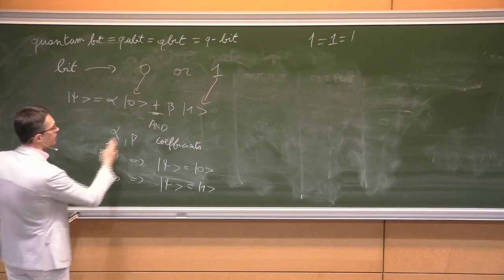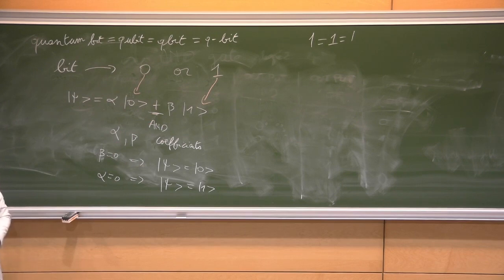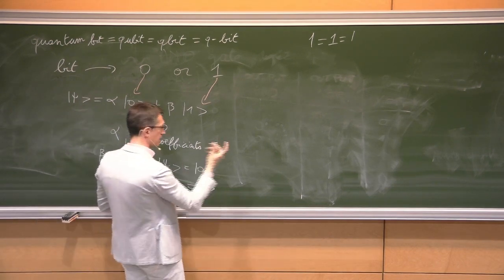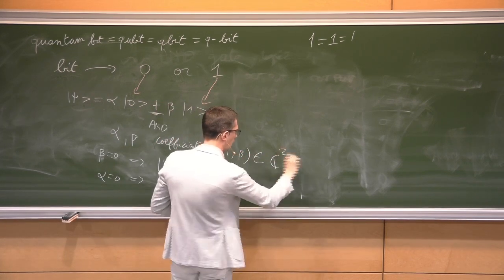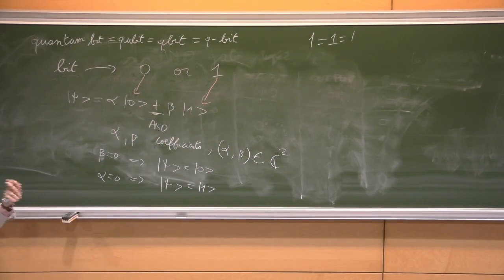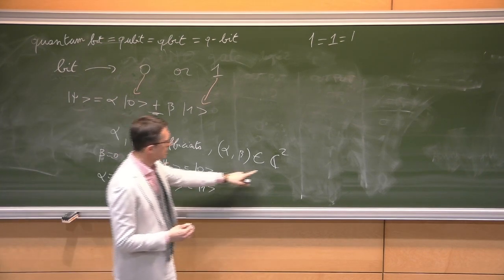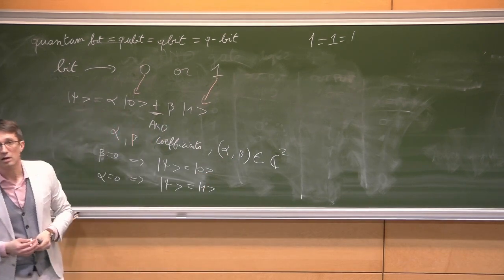But when alpha and beta are not 0, then I can have the entire linear combination of the two possible. I can go from 0 to 1 continuously. And in fact, as we will see later on, it is even more complex than that, because alpha and beta are complex numbers. They can be real, of course, but the most general definition is that they are complex numbers.